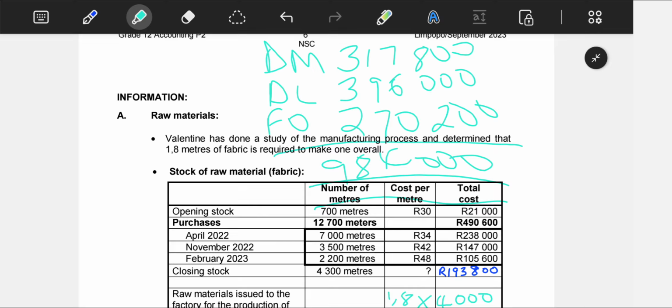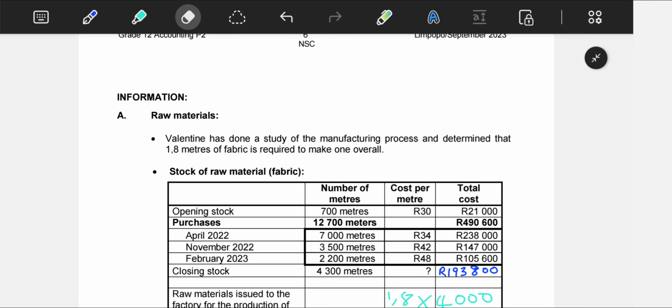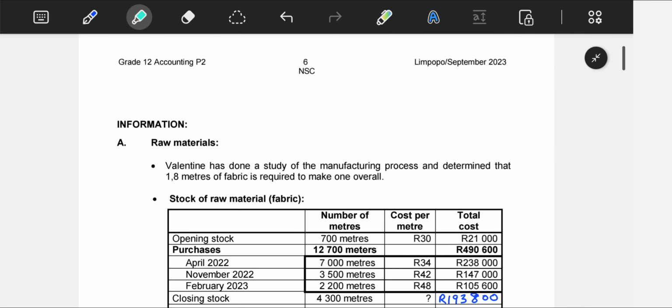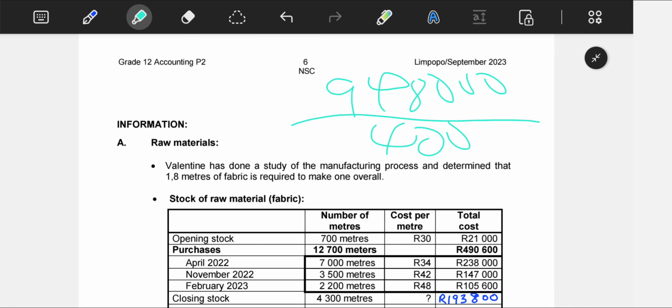But now we want to know how much it is. The examiner wants to know how much it is per unit. So you are going to further say 948,000 divided by 4,000. And how much do you get? You get 246. That is your total production cost of one overall. Right.